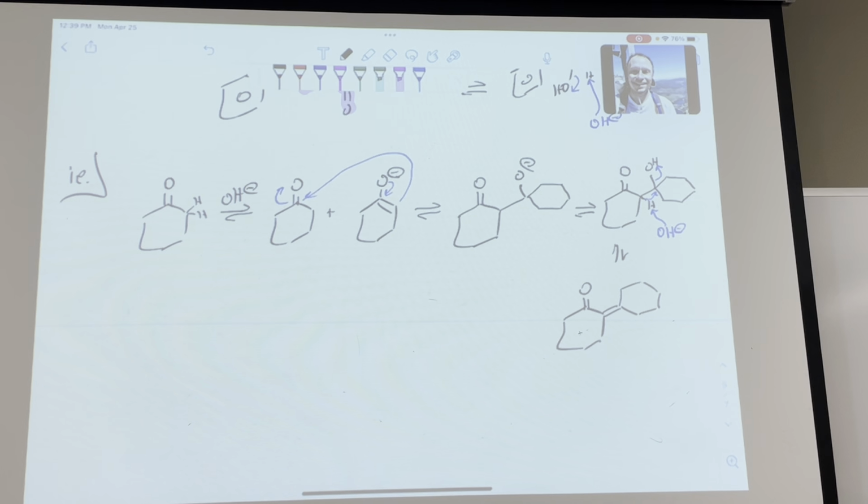Any questions on any of these examples of the aldol we've looked at?